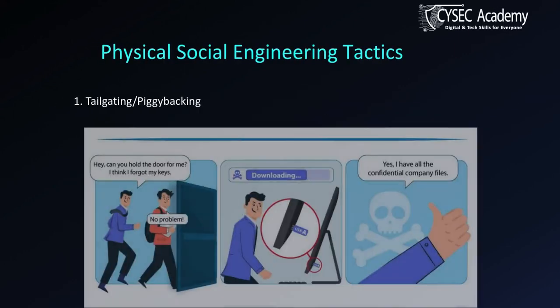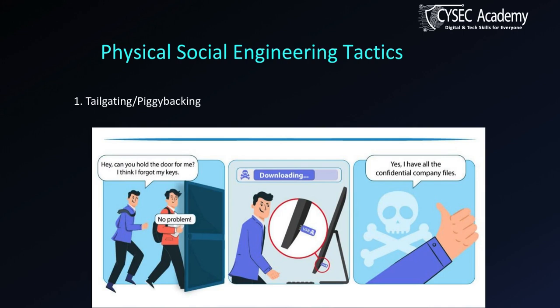Let's look at some of the most common types. 1. Tailgating, or piggybacking. Imagine you're walking into your office building. A person in a uniform is right behind you, carrying what looks like heavy equipment. You hold the door open for them out of politeness, but you've just allowed unauthorized access.